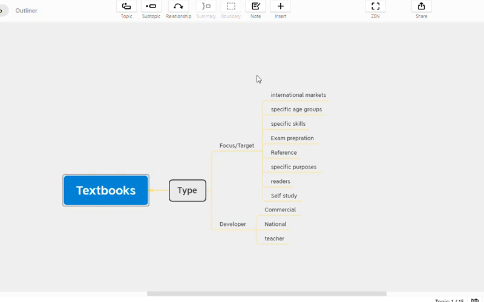Some textbooks are developed or written for international markets. It means that, for example, in the United States or in Britain, experienced materials developers try to write textbooks which are used by learners and teachers around the world. They are called international market textbooks.